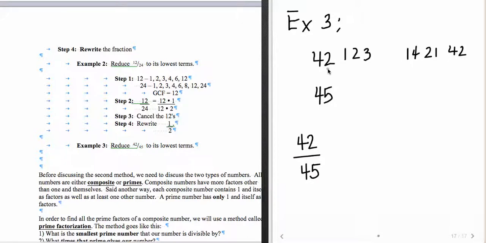Does 4 go into it? No. Does 5 go into it? No. Does 6 go into it? Yes, 6 times 7. And we've met ourselves in the middle, and so we know we're done. So we now have all the factors of 42.